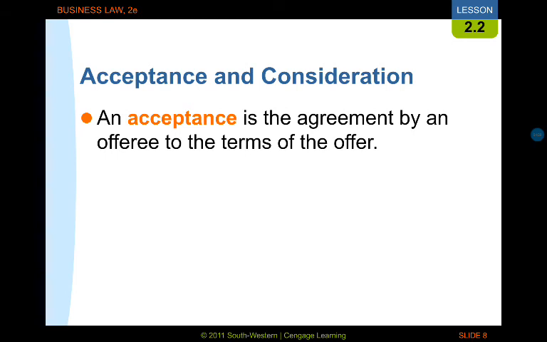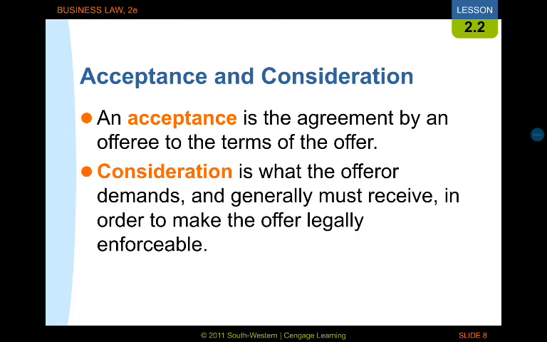Acceptance. Acceptance is the agreement by an offeree to the terms of the offer. Consideration is what the offeror demands and generally must receive in order to make the offer legally enforceable. Typically it could be cash, money, but it doesn't always have to be.